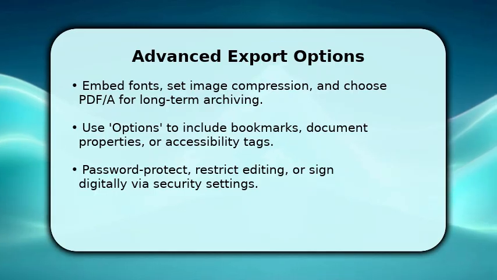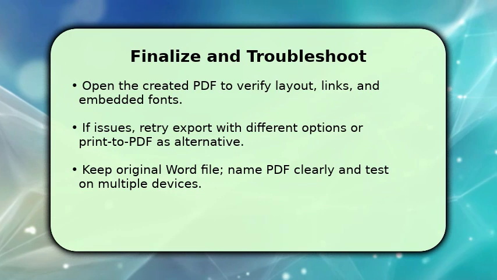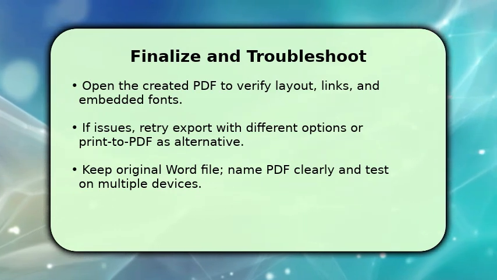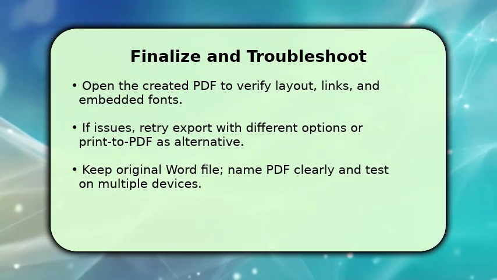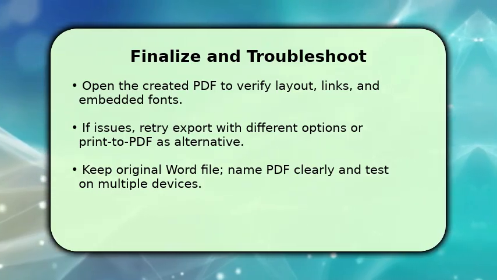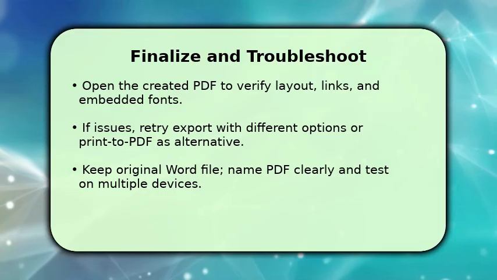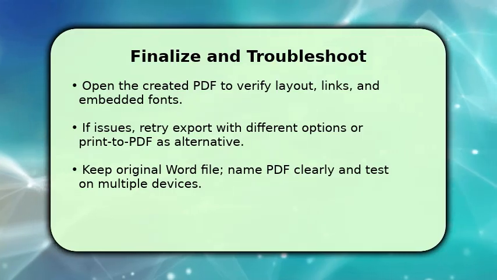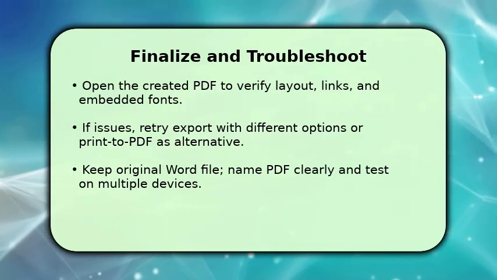These choices affect file size and accessibility. Finish by opening the PDF in a reader and checking layout, hyperlinks, bookmarks, and fonts. If something looks off, try exporting again with different options. For example, disable compressed images or enable font embedding, or use the print to PDF feature as an alternate path. Make sure accessibility tags and metadata carried over.